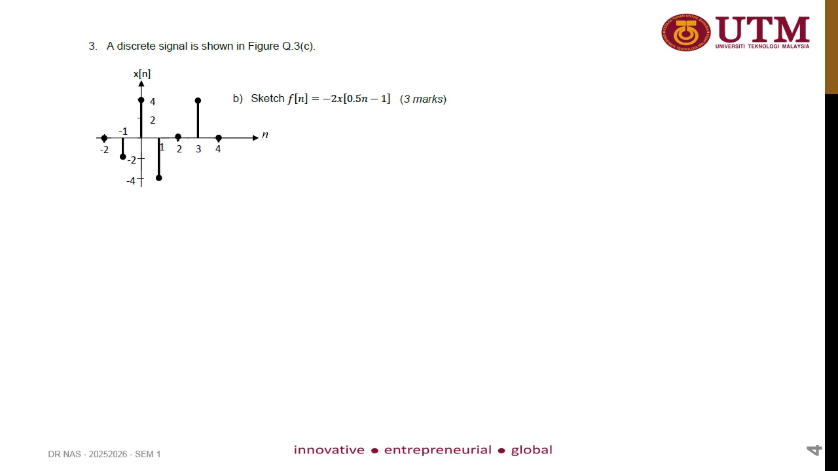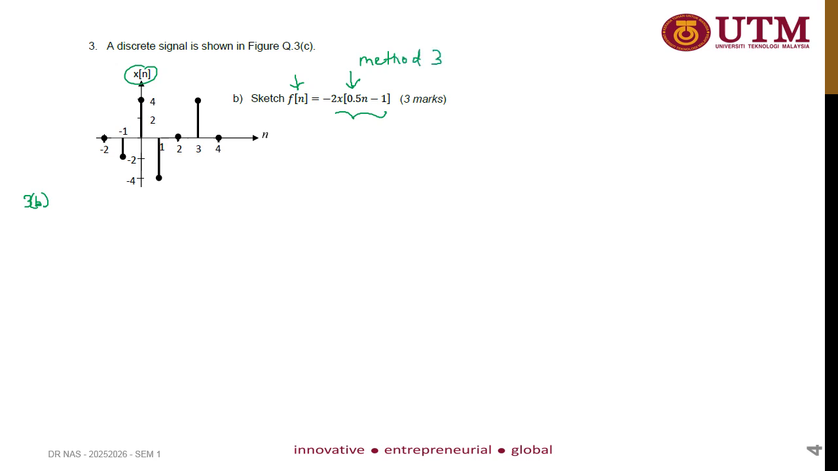Okay, the final question in the example is question 3b. Don't forget to write down the question number 3b. Sketch f[n] given x[n]. You need to sketch a new signal given by f[n] equal to negative 2 x[0.5 n minus 1]. Meaning that something happened to the original signal x[n] by using this function so that it will produce f[n]. If you have signal operations, you may use method 3 in order to sketch a signal.